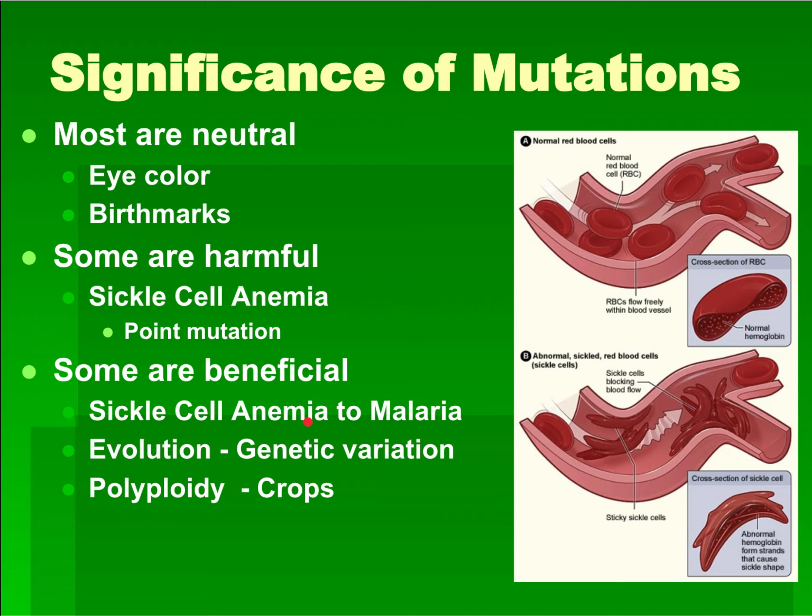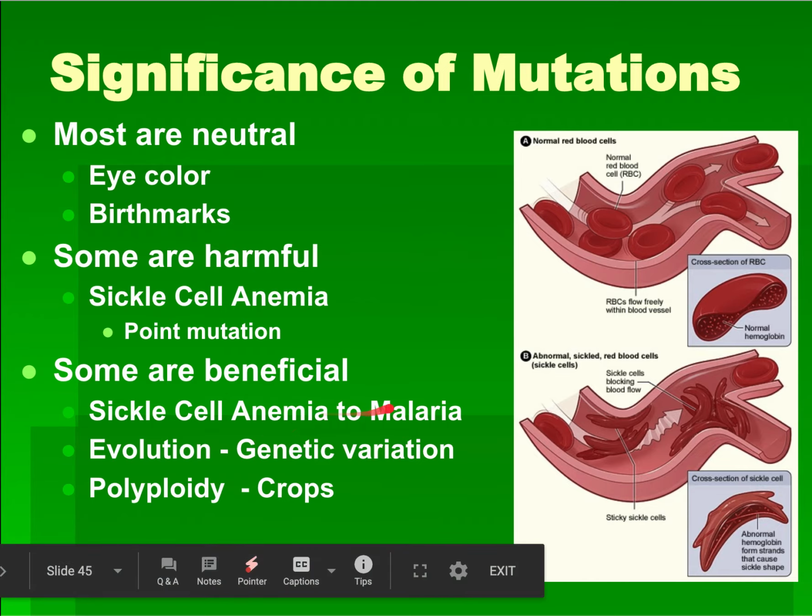Now, the significance of mutations. Most of them are going to be neutral, like eye color or birthmarks. Not a big deal. Some could be harmful, like sickle cell anemia, which is caused by a point mutation. Some could be beneficial. People that are sickle cell carriers don't have to worry about contracting malaria. I'm not telling you to go roll around in the jungle, but they're resistant to malaria.